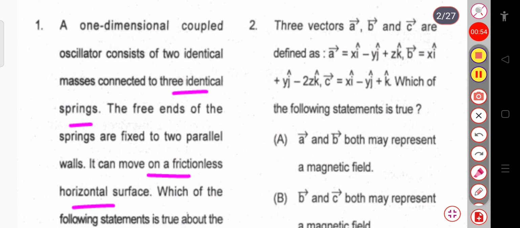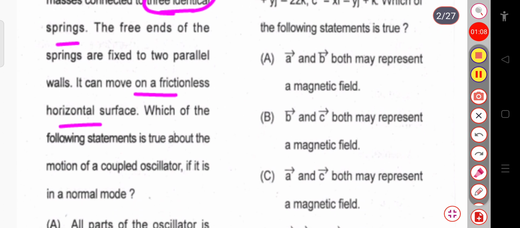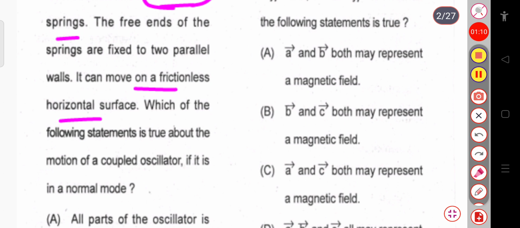So basically a one-dimensional coupled oscillator has two identical masses. The masses are constant, that is m1 and m2, which are equal to, suppose, m, and they are connected to three identical springs. The free ends of the springs are fixed to two parallel walls, and it can move on a frictionless horizontal surface.